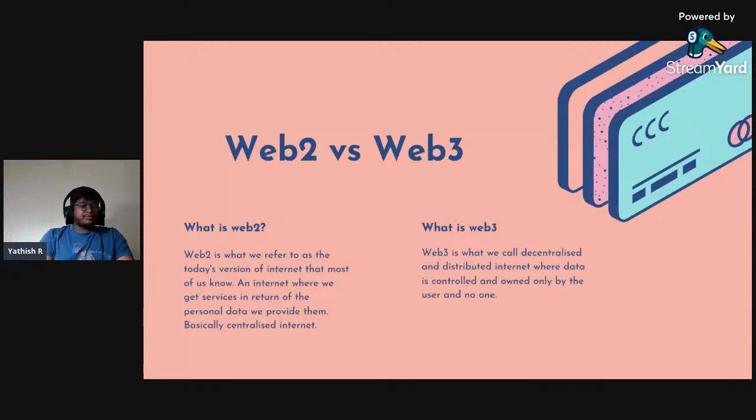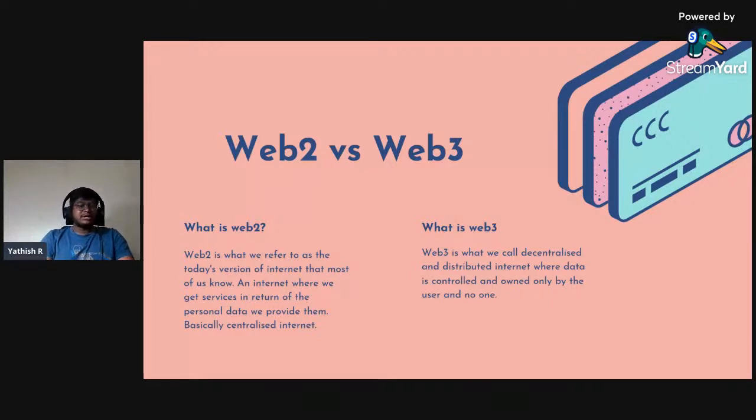So what is Web2? Web2 is what we refer to as today's version of the internet that most of us know, an internet where we get services in return for personal data we provide, basically a centralized internet. So your Google, your Facebook, your Instagram, your Microsoft, whatever, right? All these technologies we call Web2 because they use our information to provide us services, and it's completely centralized.